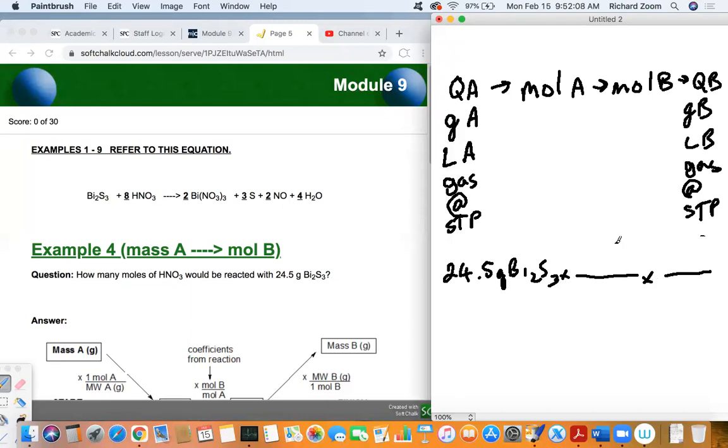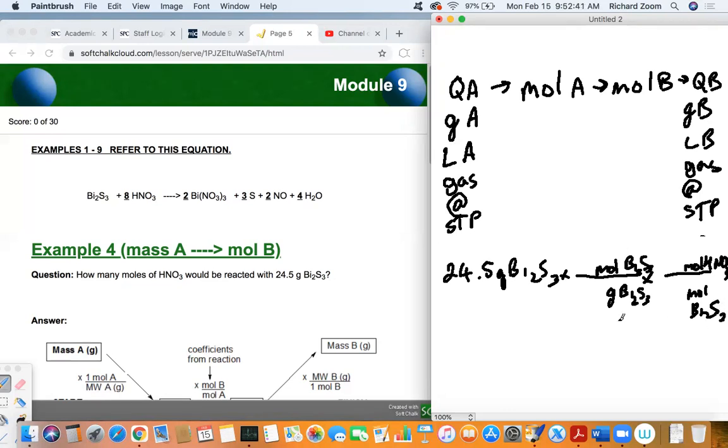So if you remember what I told you, you've got grams of Bi2S3 here. That'll be moles. A is Bi2S3, what we're starting with. Moles of Bi2S3 is what's going to go on top here. And what's going to go on top here will be, of course, moles of HNO3, which is what we're looking for. So what goes on the bottom? Well, it's easy. It's just whatever's on top in the previous step. See, notice I'm not putting any numbers. It's so much easier if you do it this way.